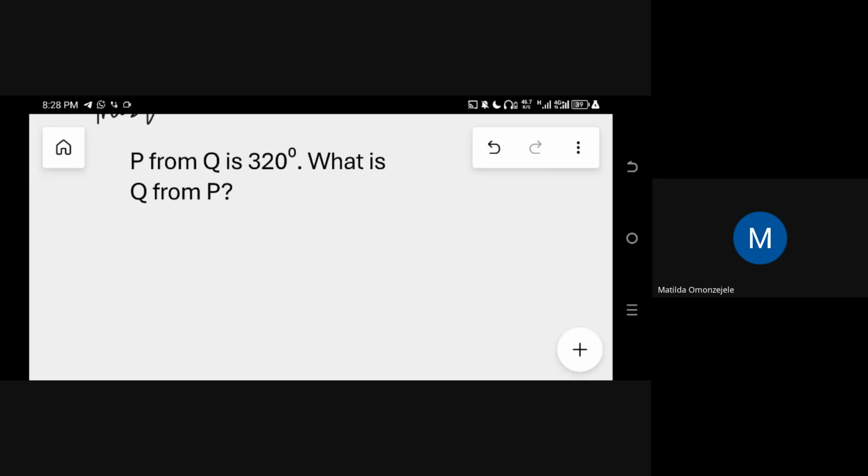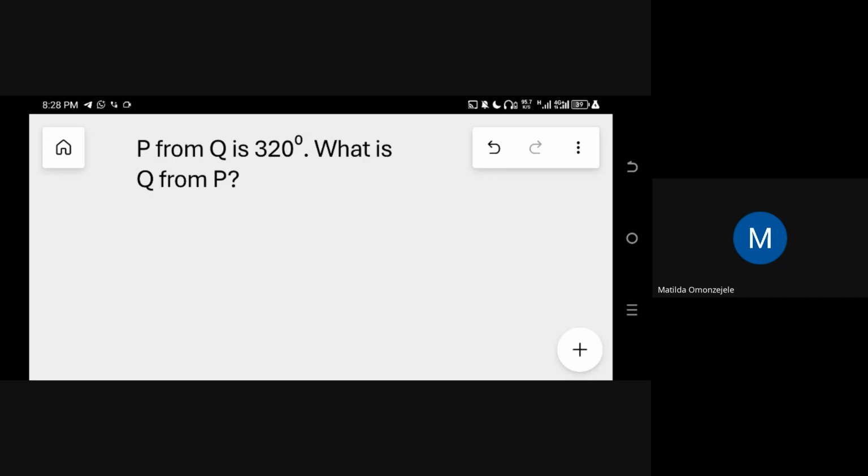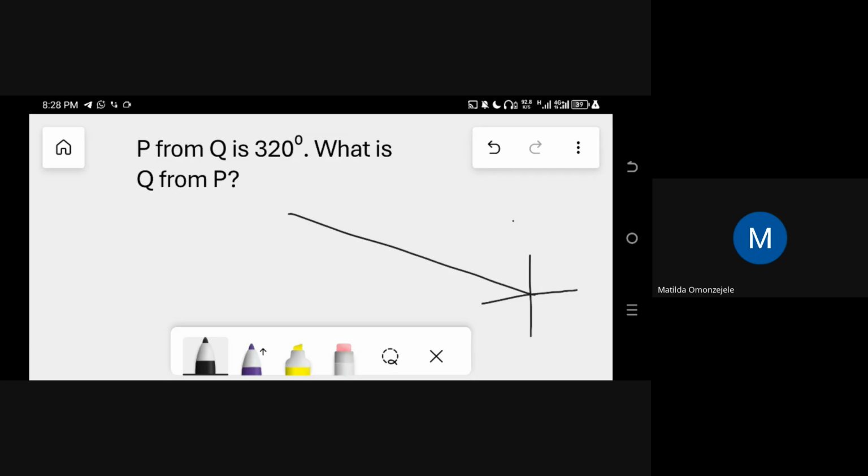Okay, so let's continue testing their answers and see. 320 degrees has to come from the fourth quadrant. And if 320 degrees is coming from the fourth quadrant, it means that that should be here at the bottom. Then the other one will be somewhere at the top. Yes, coming from the fourth quadrant. Then it means that I made a mistake. You made a mistake before now. Yes, sir.